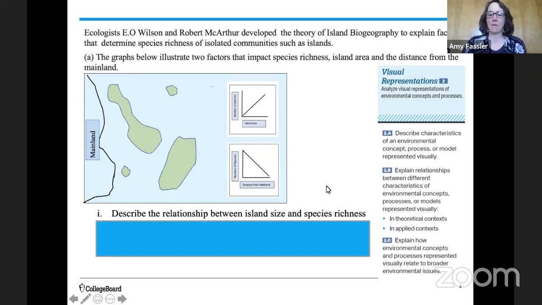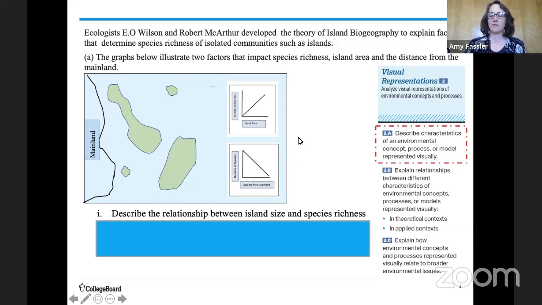Dr. Sowell, when he went over the first exam yesterday, and we've stressed this throughout the reviews, that when I look at this science practice, the skills are scaffolded, and it gets a little bit more complex or elaborate what I'm asked to do. So the first one, we're kind of living up here in this: just describe an environmental concept, process, or model represented visually. So I'm going to describe the relationship between island size and species richness.